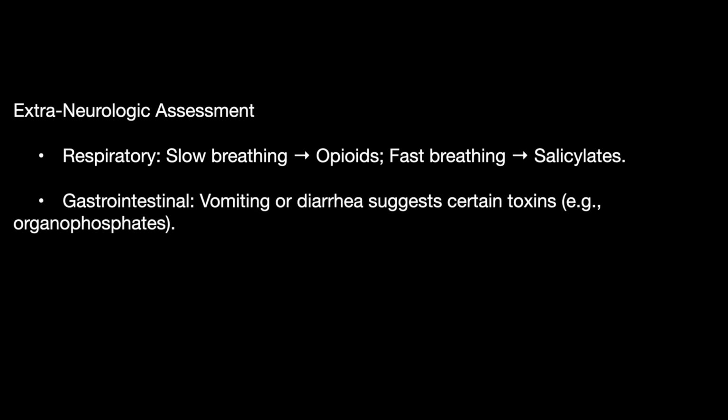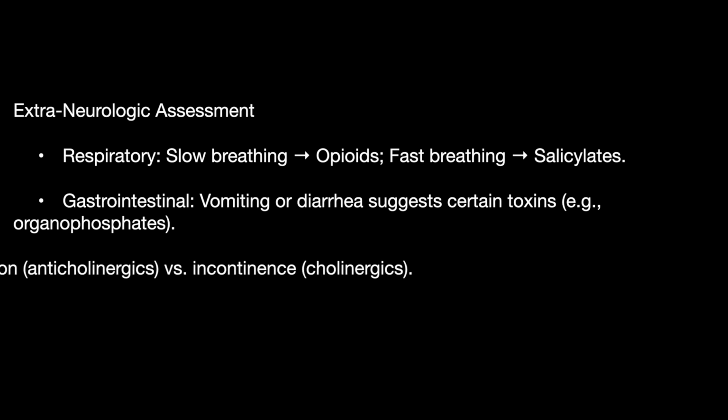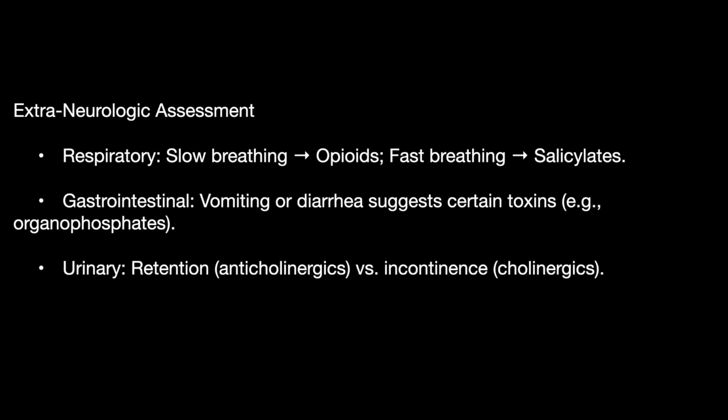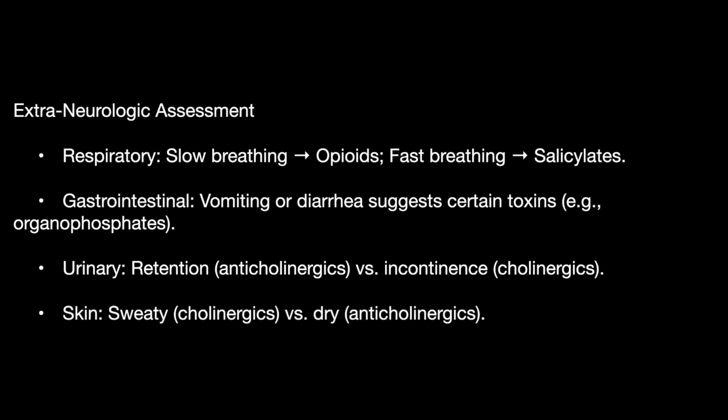Next is extraneurological examination. In this, check the respiratory system. See if it is slow breathing, it will point towards opioids, fast breathing to salicylates. GI tract: vomiting, diarrhea again suggest certain toxins like OP poisoning. Urinary: check whether it is retention or incontinence. And skin, whether it is sweaty or dry, again completely different poisons.